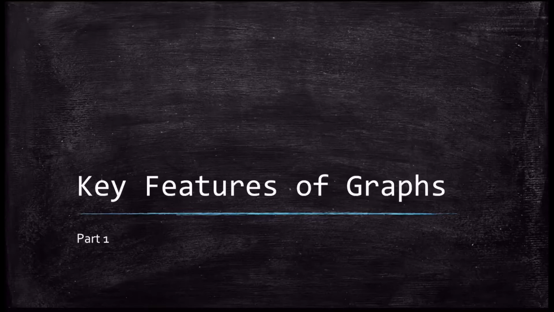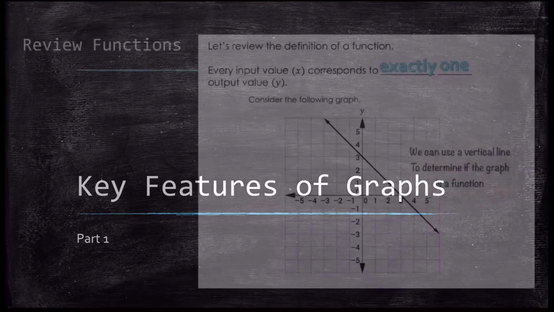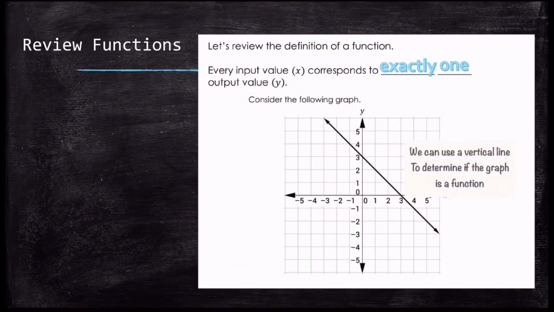So here we are at our key features of graphs, and it's super important that we understand all of these working parts because we need to be able to read and interpret the graphs we're getting. So let's go back for a second and review. The definition of a function is where every input corresponds to exactly one output, meaning x can't repeat. And remember, we can use a vertical line to determine if the graph is a function.